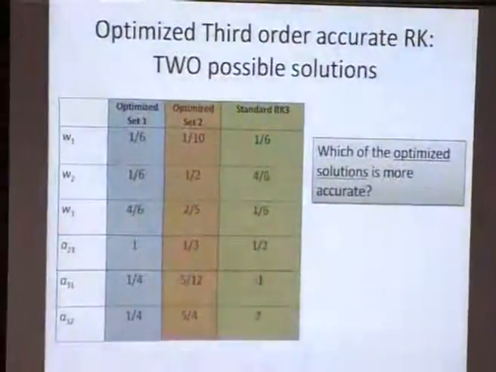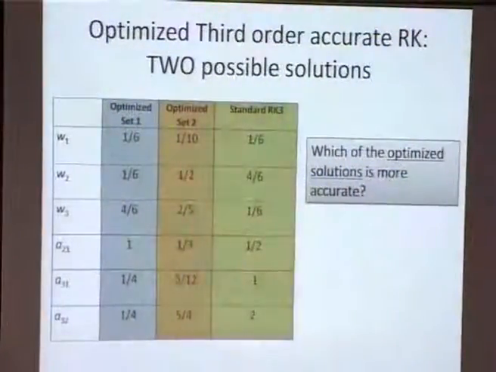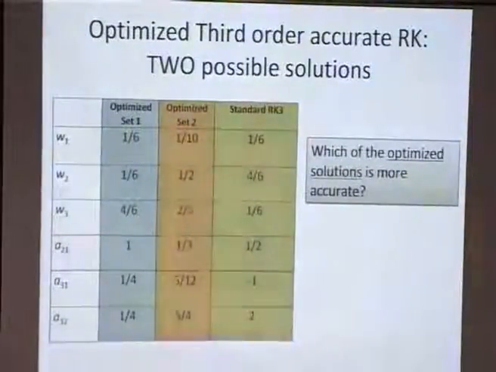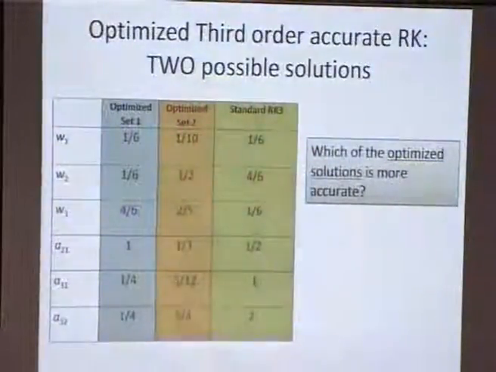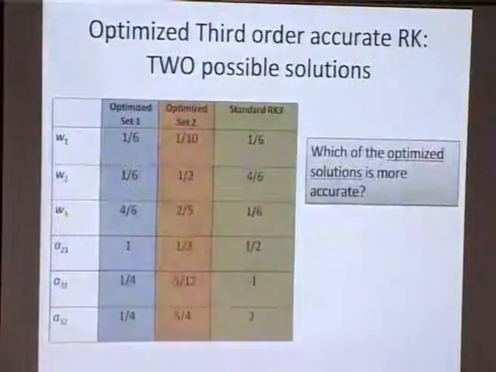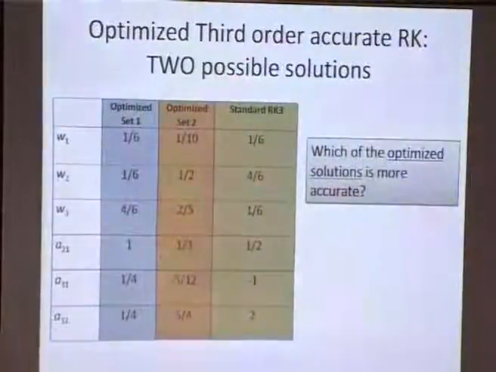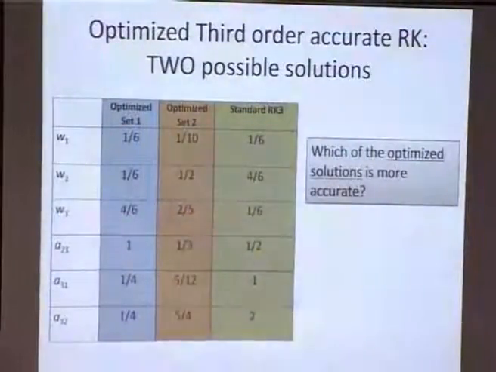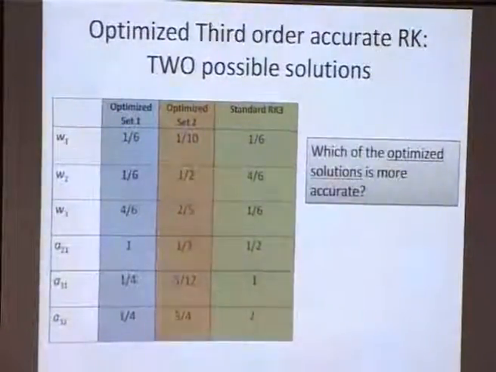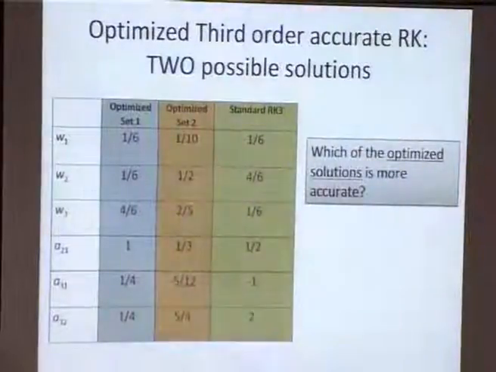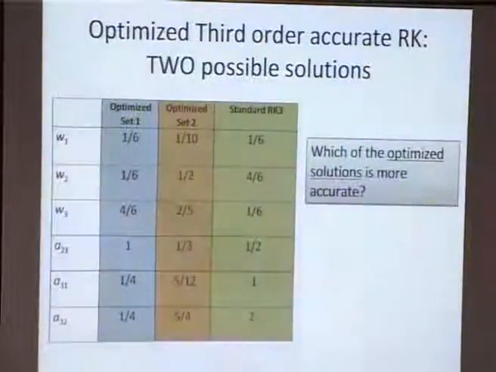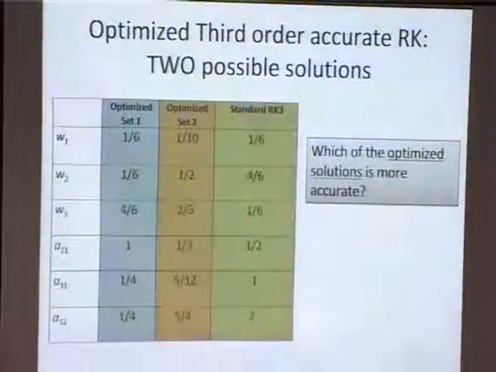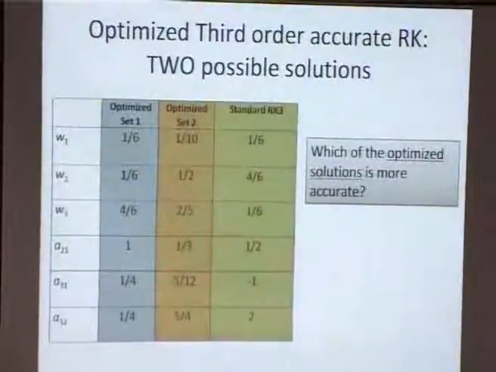It's quite surprising that the values of these constants are so far from each other. If you look at the first and second panel and compare them to the standard RK3, which I got from hopefully some reliable sources, it's quite clear that they're very different with respect to each other. If you look at A21, it's equal to 1 in set 1 and equal to 1 by 3 in set 2, which means that in set 1, it shoots across the entire step size and goes to the next point and then calculates the slope.